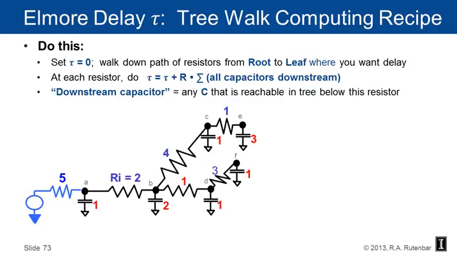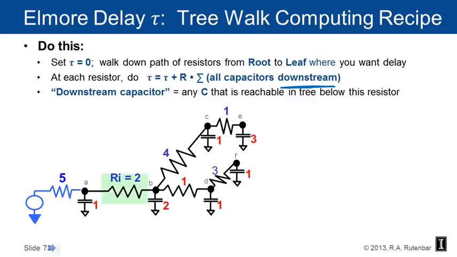And there's a very simple computation. So the Elmore delay is tau. It's a time. You set tau to be 0, and you walk down the path of resistors from the root to the leaf where you want to calculate the delay. And at every resistor, you do the following. You take the resistor value you're on, and you multiply it by a number, and that number is the sum of all the capacitors you can see downstream. And we're going to talk about what this means. What's a downstream capacitor? It's any capacitor reachable in the tree below this resistor. So if current is going through this resistor and heading to the bottom of the tree, it's any capacitor that could take that current.